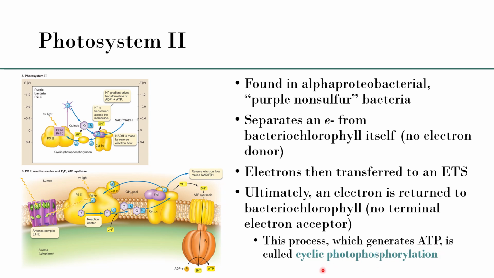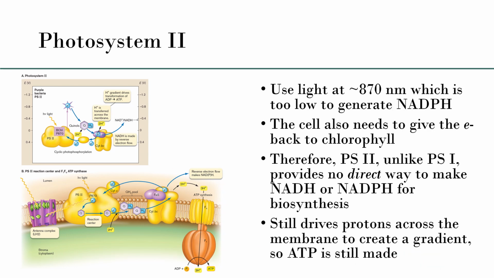So this is called cyclic photophosphorylation. It's cyclic because we are releasing the electron and returning it to the same molecule. We are generating some hydrogen ion gradient, which will then power ATP synthesis, so phosphorylation of ADP. So it's cyclic photo from light phosphorylation.